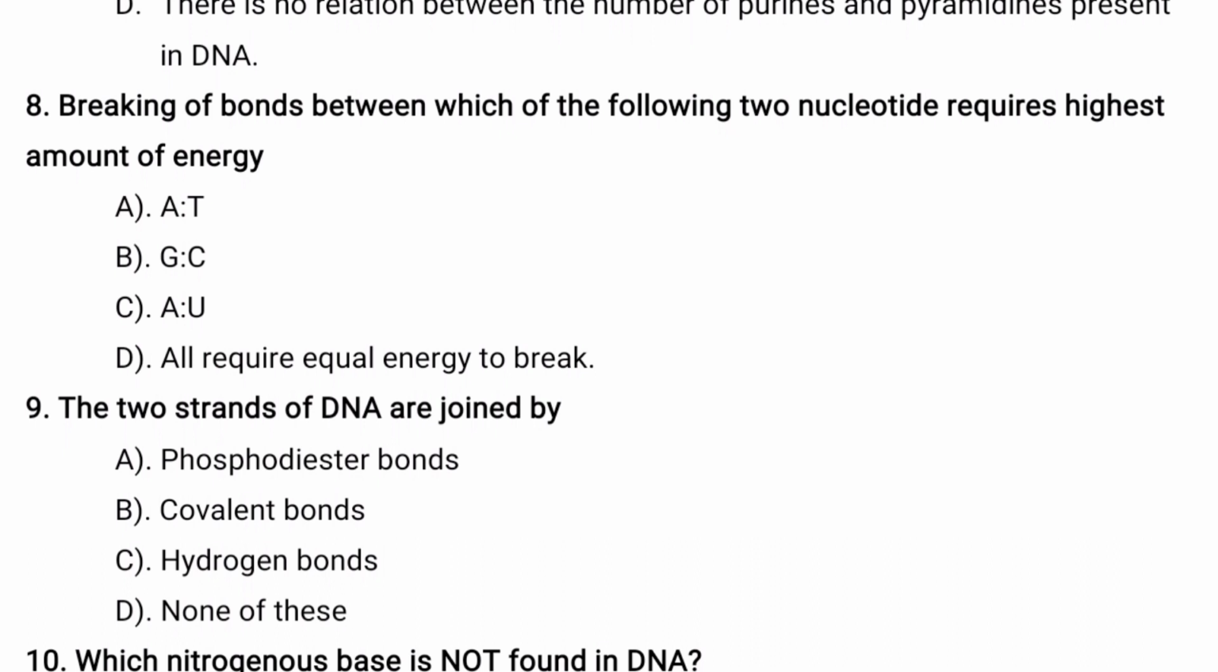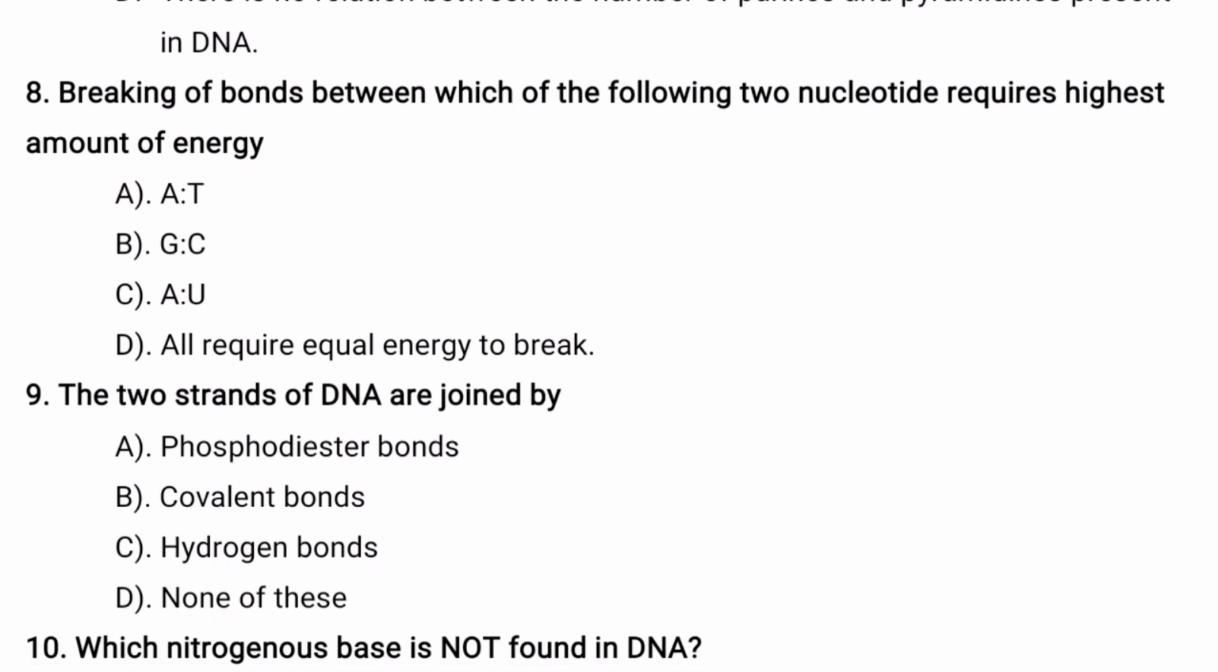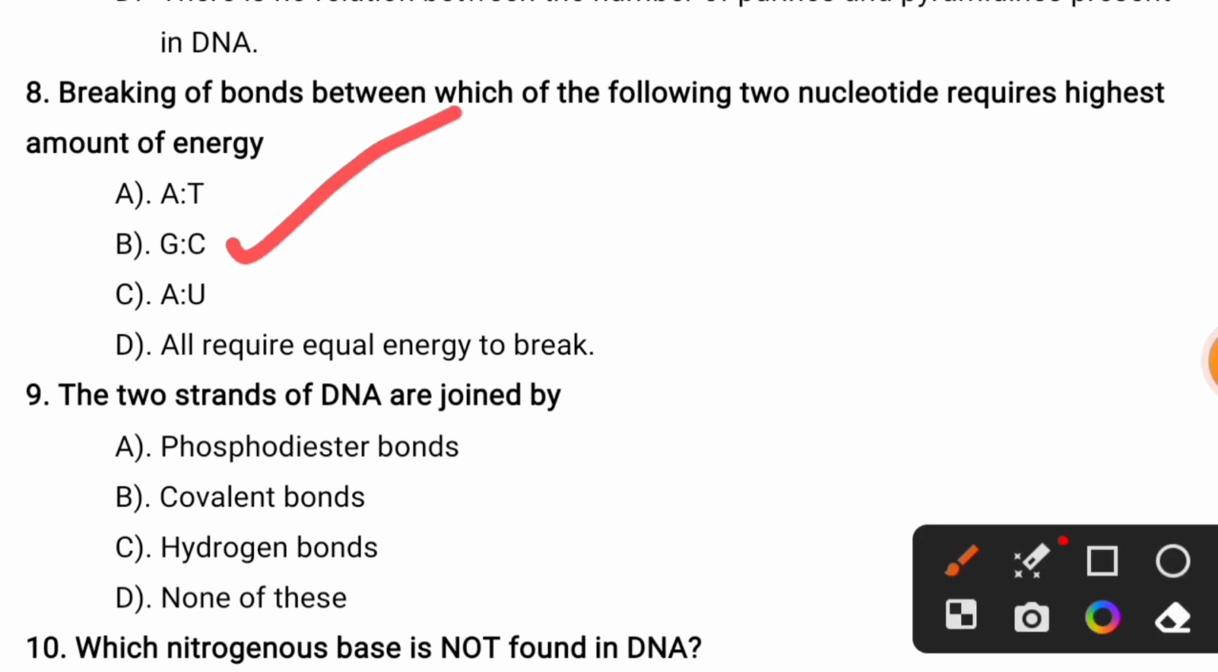So let's see the next question. Breaking of bonds between which of the following two nucleotides requires the highest amount of energy? AT, GC, AU, all require equal energy to break. So here the correct answer is GC. Why? Because జీకి సికి మధ్యలో 3 హైడ్రోజన్ బాండ్స్ ఉంటాయి. సో దాన్ని బ్రేక్ చేయటం అనేది కష్టం. దట్స్ వై దే రిక్వైర్ మోర్ అమౌంట్ ఆఫ్ ఎనర్జీ టు బ్రేక్ 3 hydrogen bonds. Okay, so GC is the correct answer.